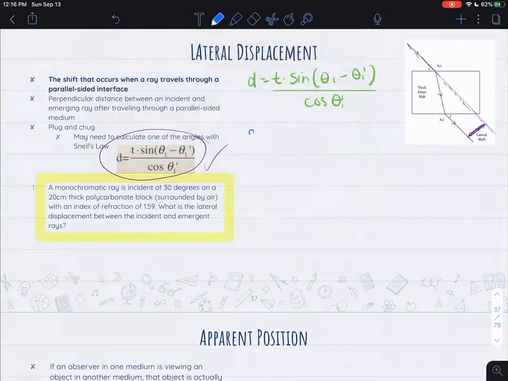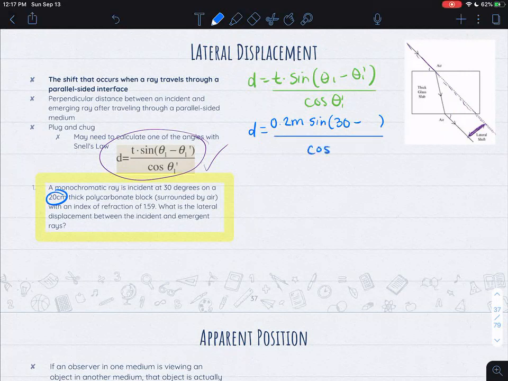Well, we don't have the lateral displacement yet because that's not given to us. We know that our thickness is 20 centimeters. Make sure you change this to meters. That's important for the equation. It won't work unless you use everything in meters. Sine of our theta 1, which we know is 30 degrees. We're not given theta 1 prime yet, so I'm going to leave that blank for now, and we can't do the other part either, so I'll leave that blank too.